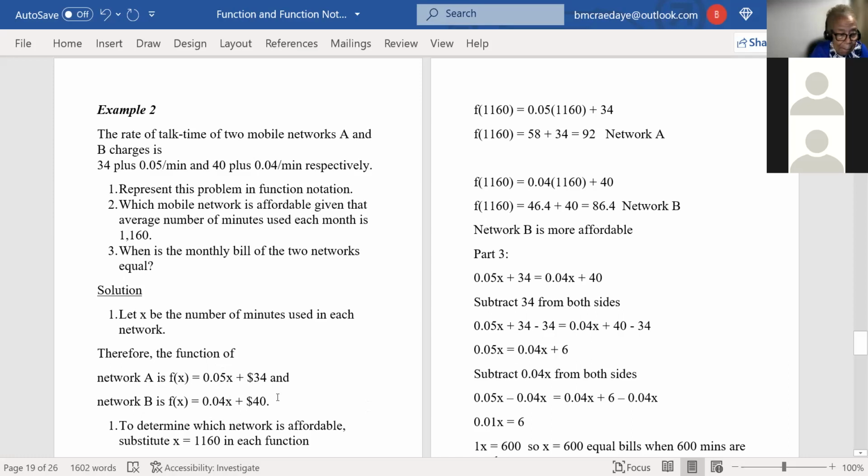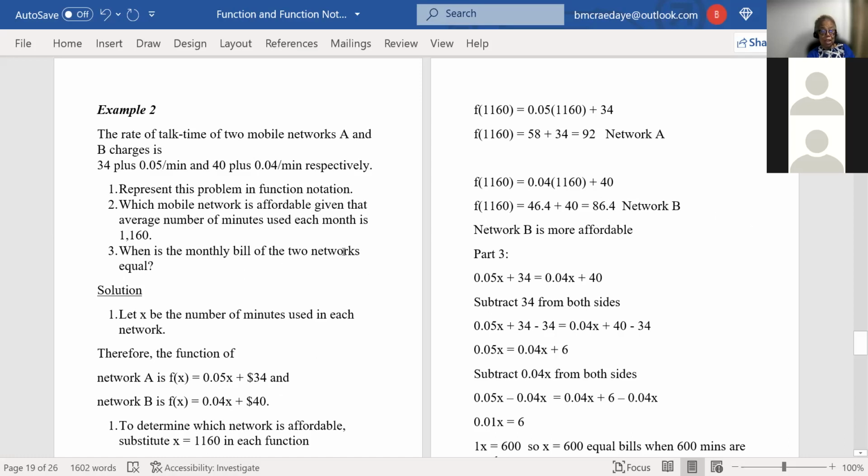Got it? Yeah. Now, to determine if it's affordable when you use 1160 minutes, you plug your 1160 in for the X. Find your total charge for A and your total charge for B. The lowest price is going to be the one that's affordable. And that you found as 86.4.